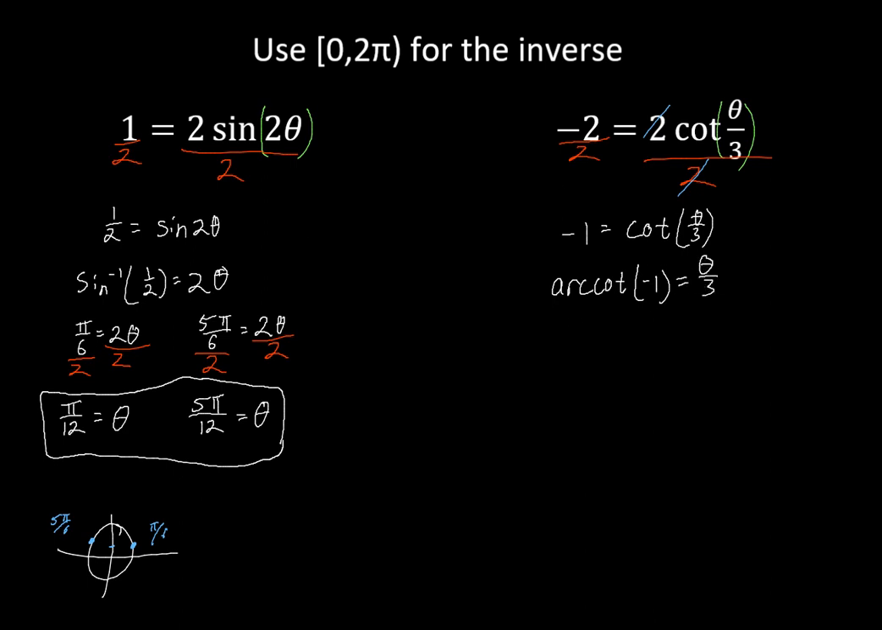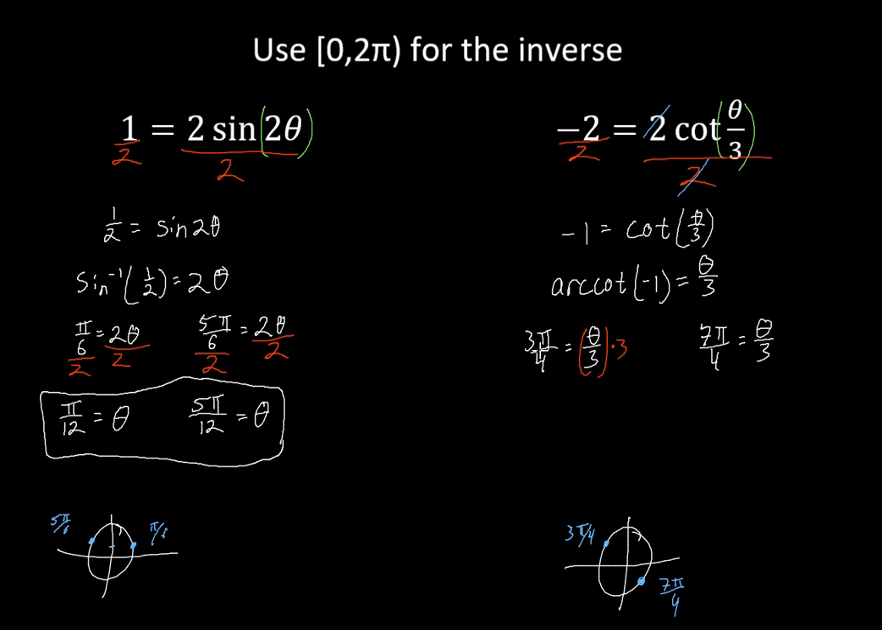And now we can go ahead and say, when does cotangent of theta equal -1? That happens at 2 places. That happens here and here. Because we want all answers between 0 and 2 pi, we're going to give both 3 pi over 4 as an answer and 7 pi over 4 as an answer. So 3 pi over 4 equals theta divided by 3, and 7 pi over 4 equals theta divided by 3.